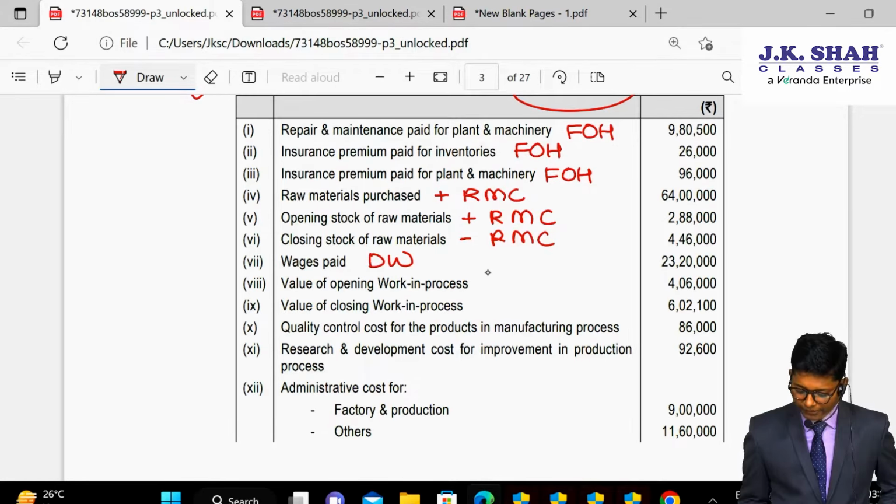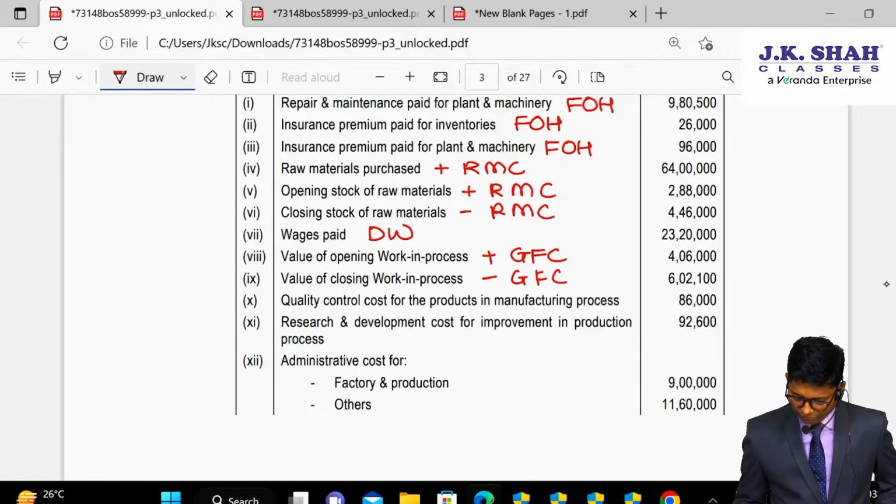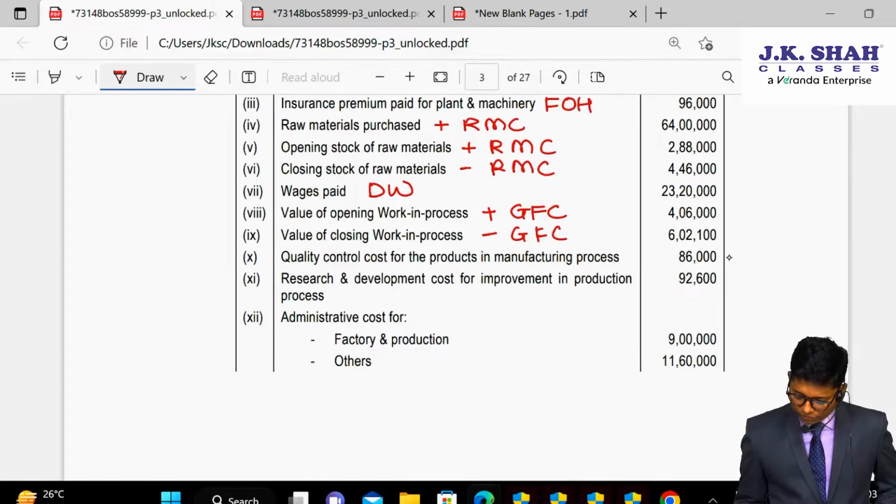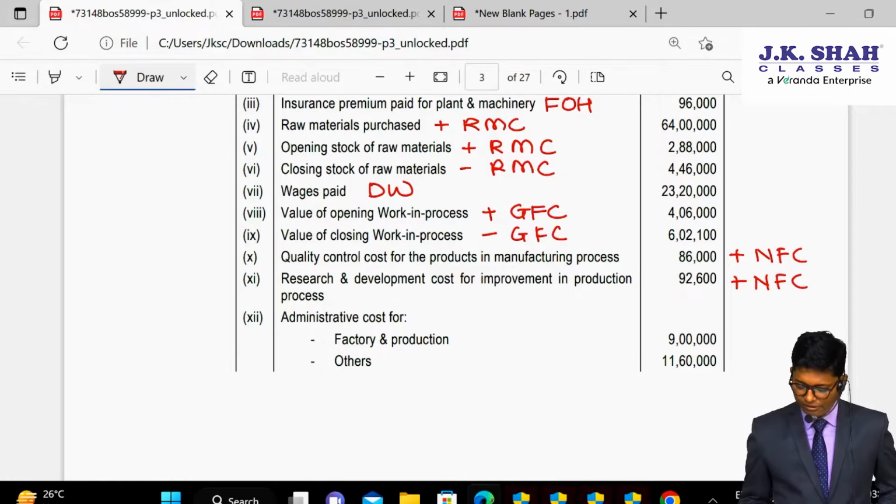Value of opening work in process we always add it to gross factory cost. Value of closing work in progress we deduct from gross factory cost. Quality control cost we always add to the net factory cost. Research and development cost we also add to net factory cost.